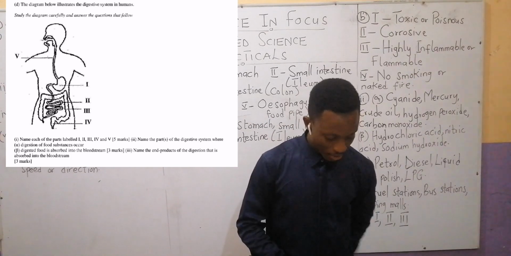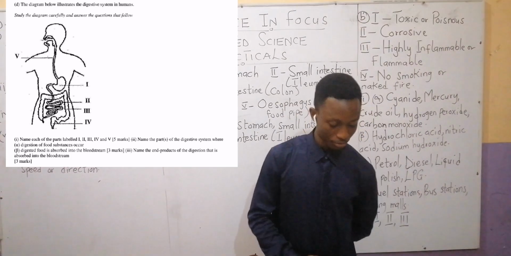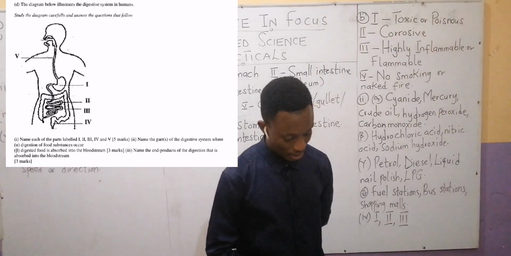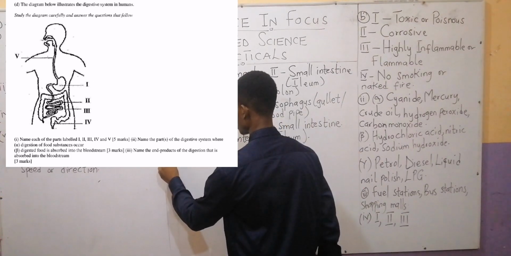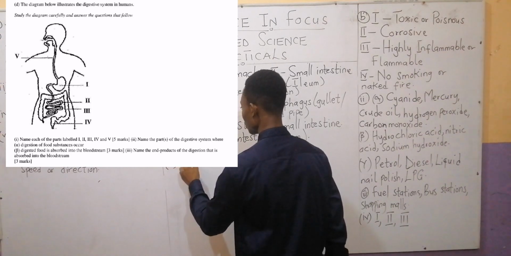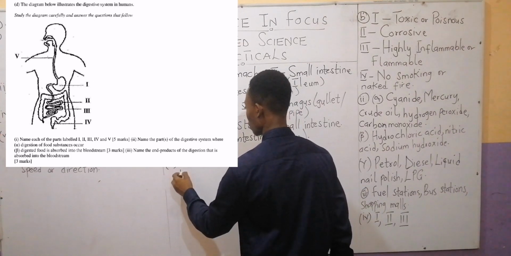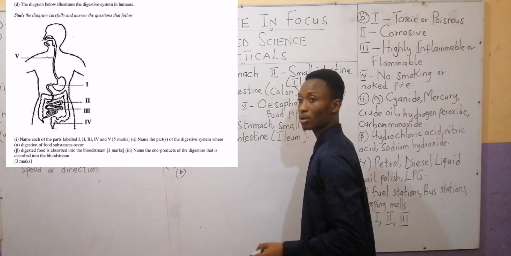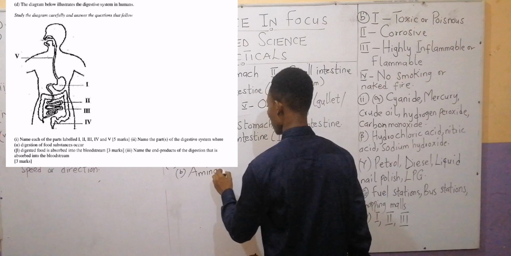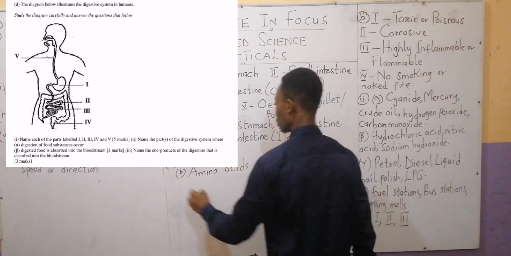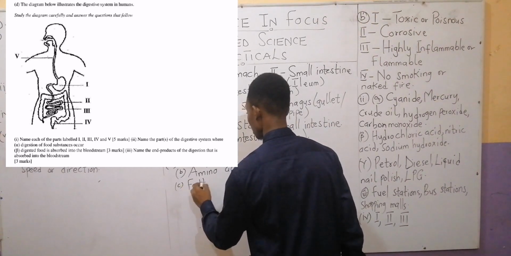III. Name the end products of the digestion that are absorbed into the bloodstream. Now we know carbohydrate will give us glucose. We know protein will give us amino acids. We also know that fat and oil will give us fatty acids and glycerol.